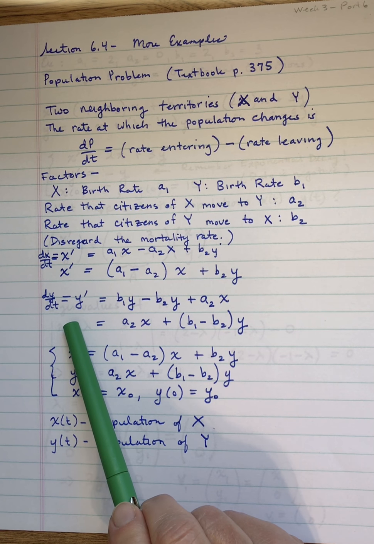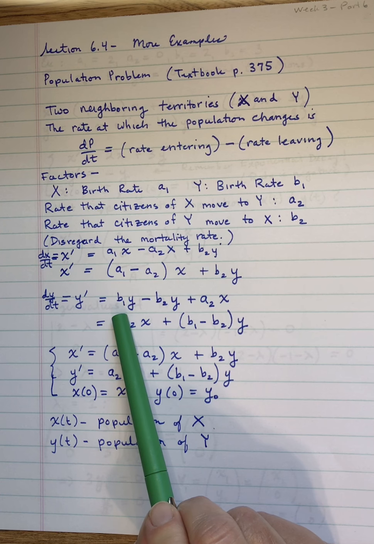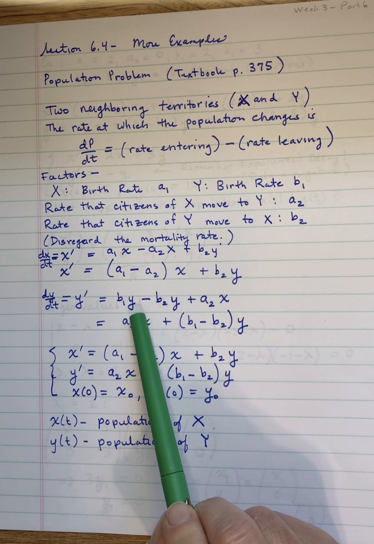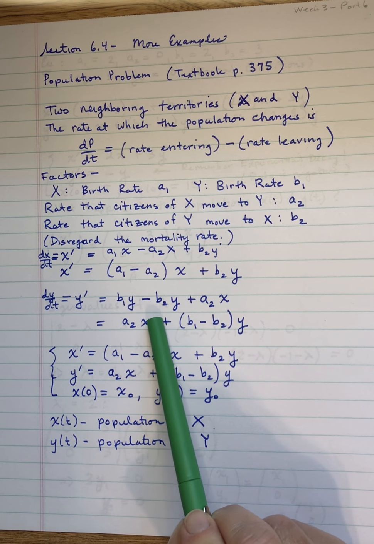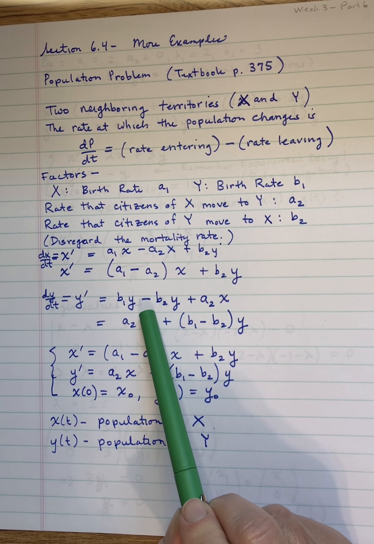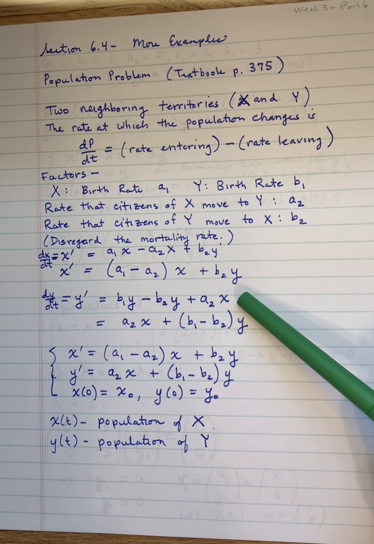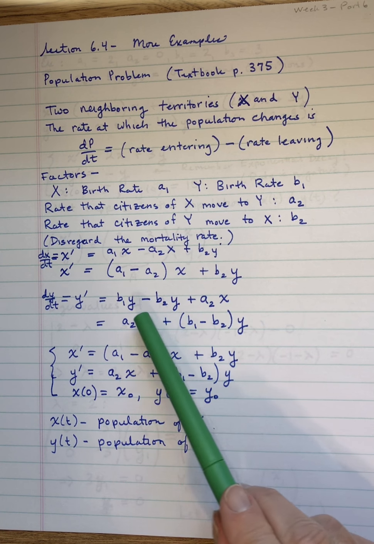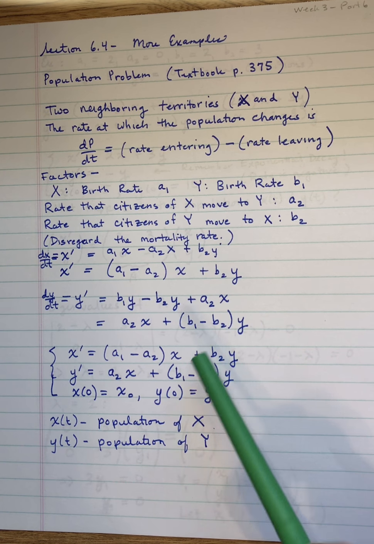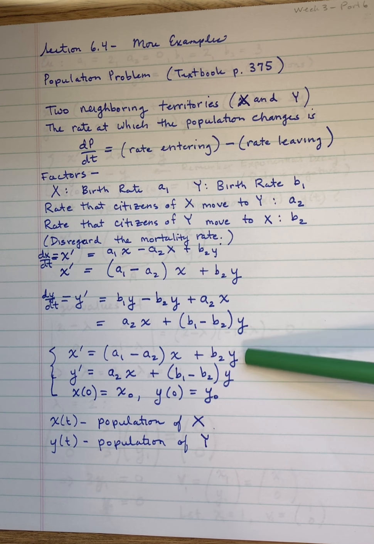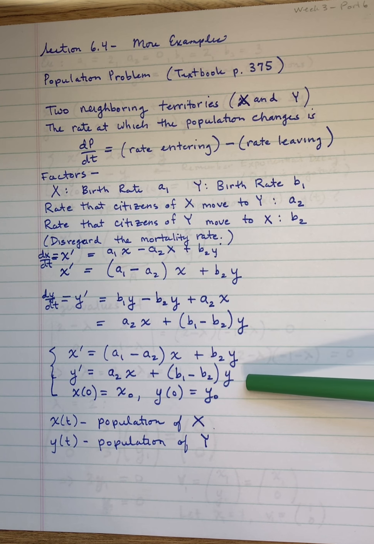Now we'll do the same thing for the Y region. So we have a birth rate, so it's B sub 1 times Y. That helps it grow. The numbers leaving, you have to subtract, so it's B sub 2 times Y. And then we have people coming in from X that will add to the population size of Y. So that'll be A sub 2 times X. Again, you can simplify by factoring out the Y there. So this is the system of first order equations.